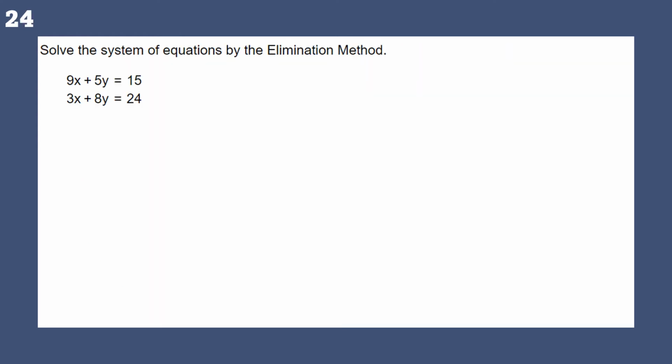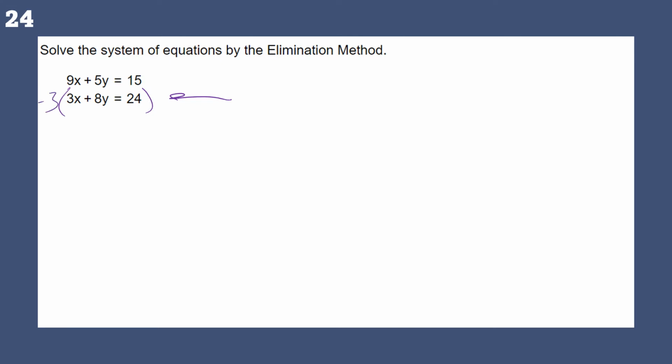Solve the system of equations by the elimination method. Now, the elimination method is where we try to get the two equations to crunch together to cancel out, or eliminate, one of our variables. We do that by trying to get them to be equal but opposite. So I want you to notice that the bottom equation has a 3x in it and the top equation has a 9x. So what I'm going to do is multiply the whole equation by negative 3.